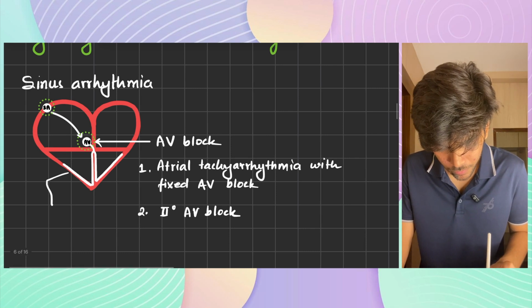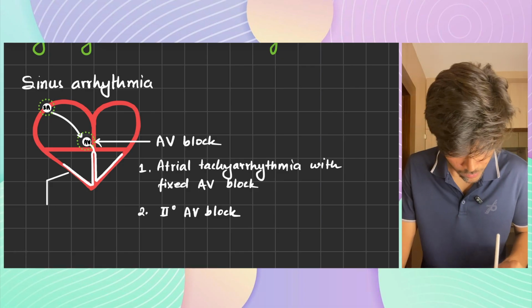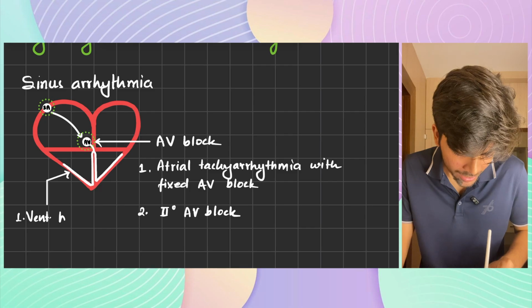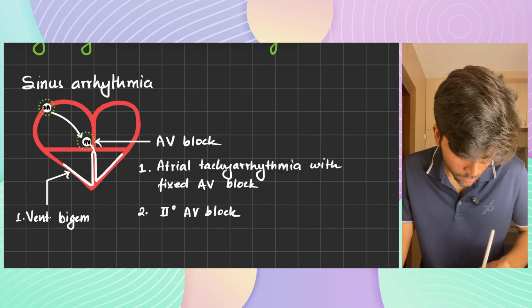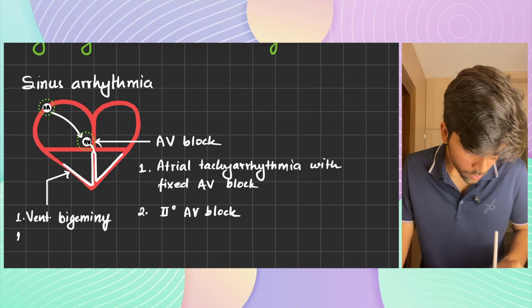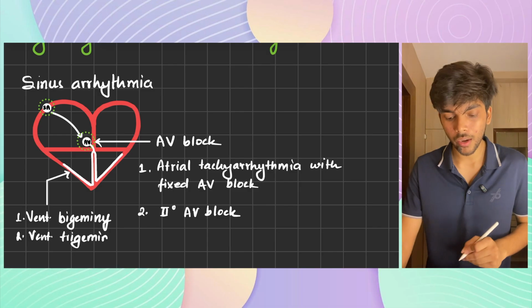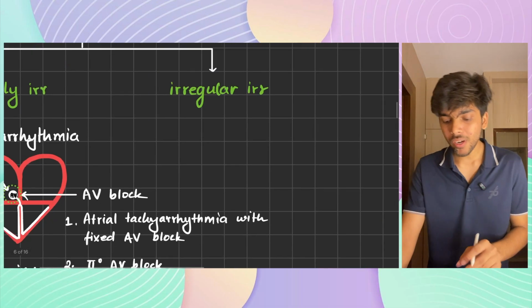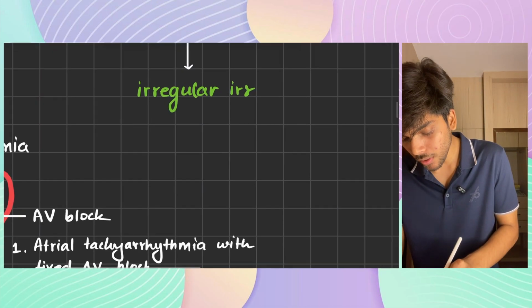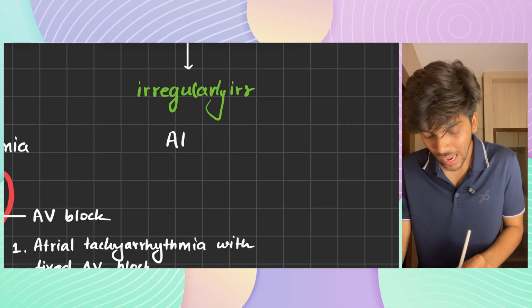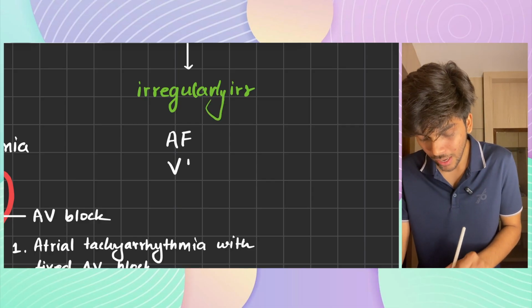As for the ventricle, number one, ventricular bigeminy, and number two, ventricular trigeminy cause regularly irregular pulse. As for irregularly irregular pulse, you have two: atrial fibrillation and ventricular premature contractions.